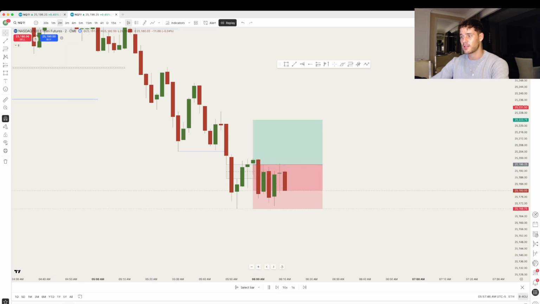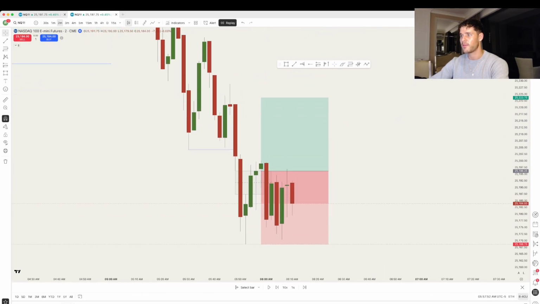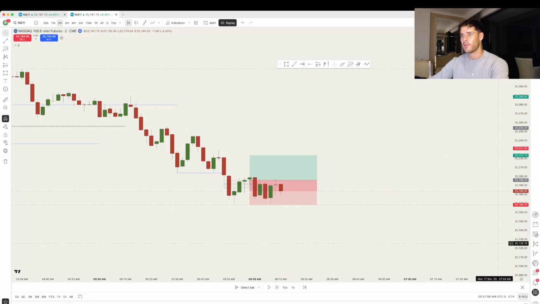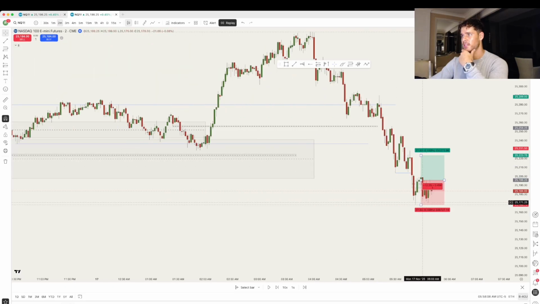Would I trade this? It came to my area of interest. It gave me a higher time frame. Maybe I would have waited for this to be manipulated, but the fact that we've come down to the area of interest 3 times, I know that people are trading this. All right. Then eventually, it just turned around and protected this low.